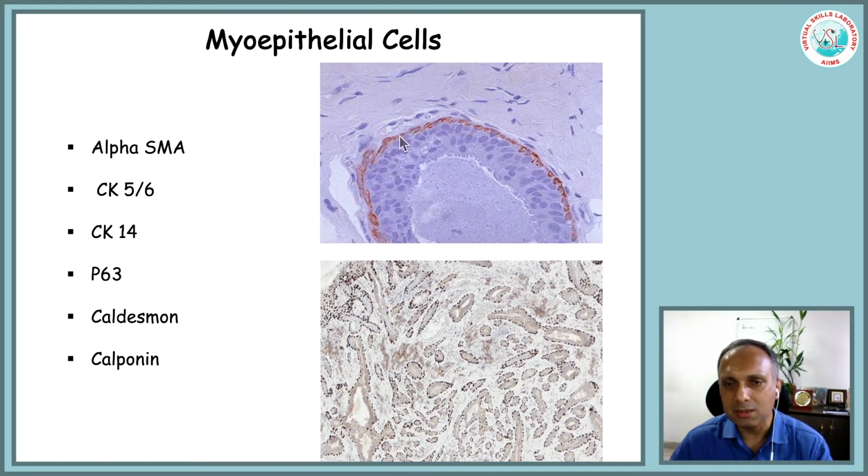So you can see this is a smooth muscle actin stain, which is highlighting the myoepithelial cell layer, and this is a P63 stain, which is a nuclear stain, which is again highlighting the myoepithelial cell layer in a breast lesion.